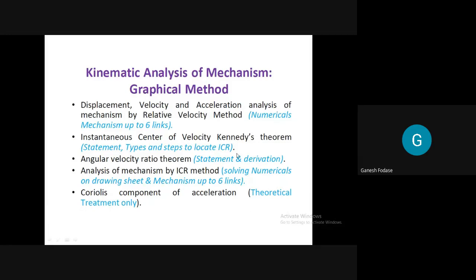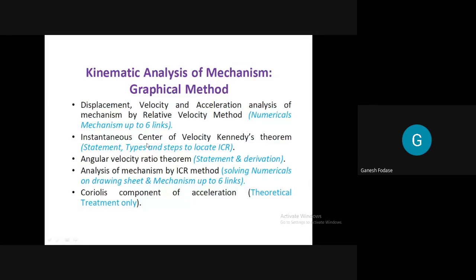This is our expectation in this unit. Displacement, velocity, and acceleration analysis of mechanisms by the relative velocity method. Remember, by the relative velocity method, numericals on mechanisms up to 6 links. So it is expected that on this first topic, relative velocity and acceleration analysis of mechanisms by the relative velocity method, a numerical up to 6 links can be asked.